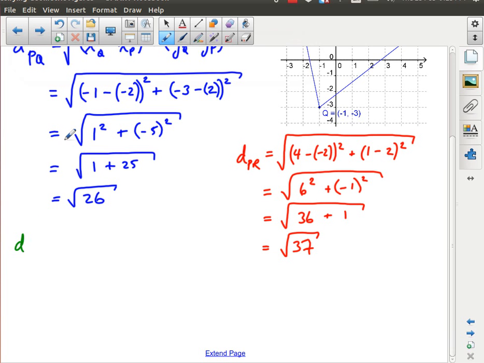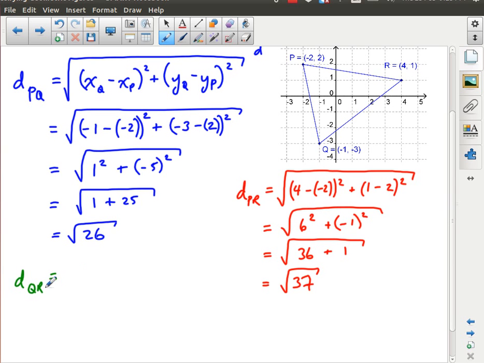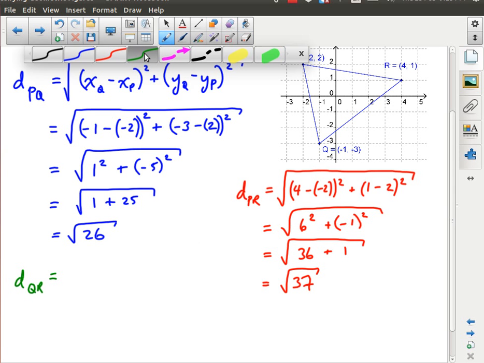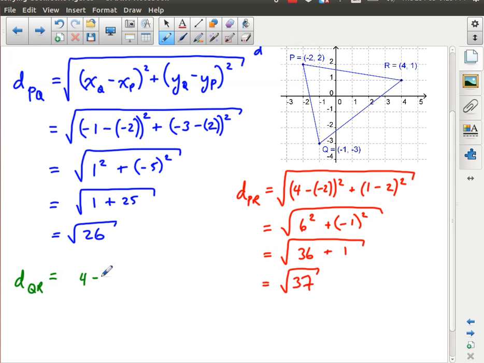The distance between, we did PQ, PR, now we have to do QR. So the y-coordinate of R, which is 1, minus the y-coordinate, oh sorry, I've been doing it x's first. So the x-coordinate of R is 4, minus the x-coordinate of Q, which is -1, all squared, plus the y-coordinate of R, which is 1, minus the y-coordinate of Q, which is -3, all squared, square root that whole thing.